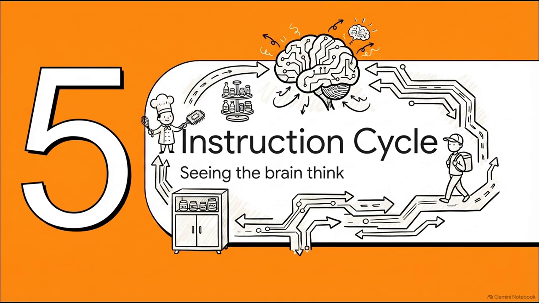Section 5. The instruction cycle. Seeing the brain think. We've got our chef, our delivery person, our spice rack, our pantry, and our delivery roads. Now let's watch this electronic brain actually put it all together.